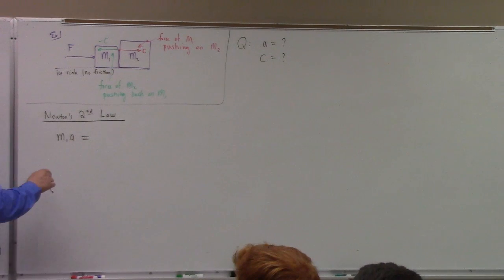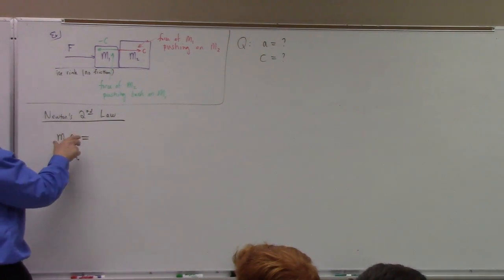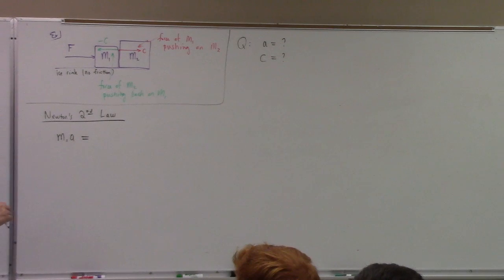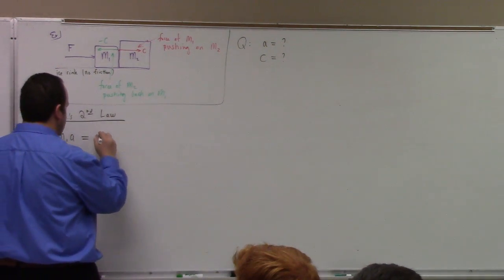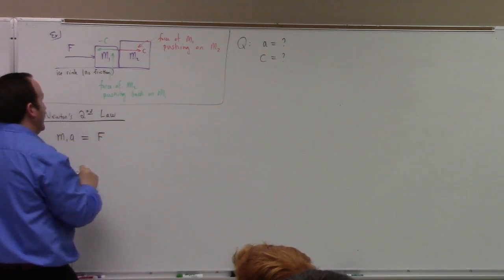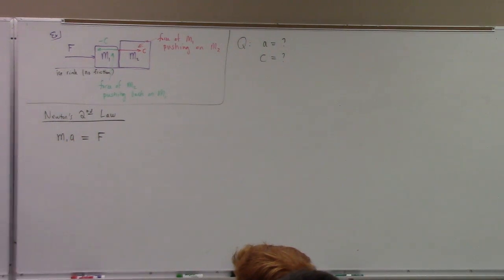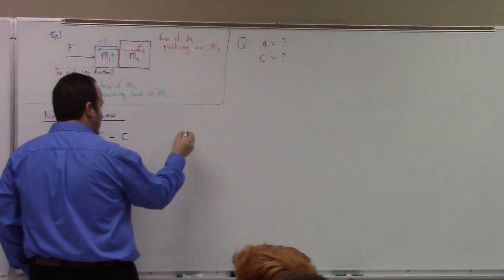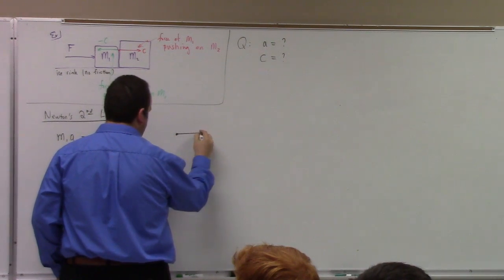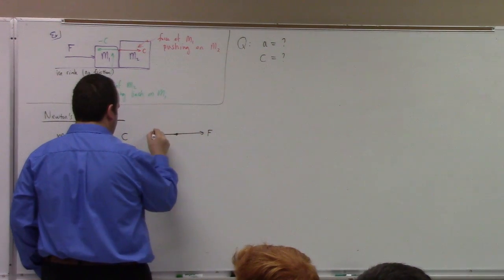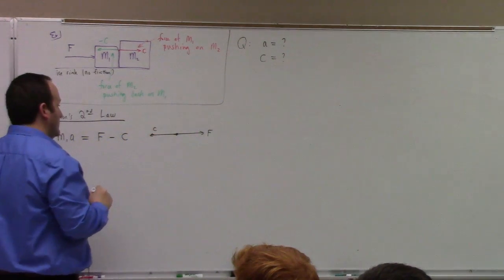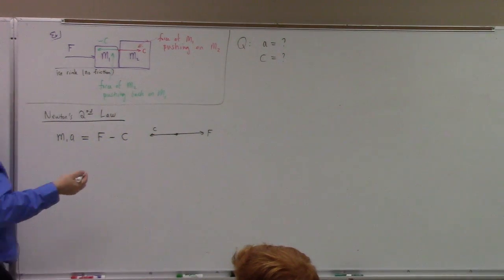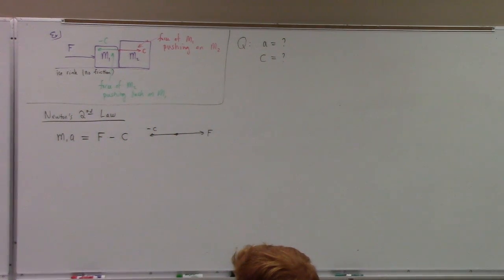So M1A is equal to what? What are the forces on M1? So you have just decided that A is positive if it's going to the right, and I guess I can agree with that, minus C. Over here, here's a picture of what's going on. We have the force this way, and we have the contact force that way. You could put a minus C if you like it, whatever. Anyway, so that's the picture, M1.